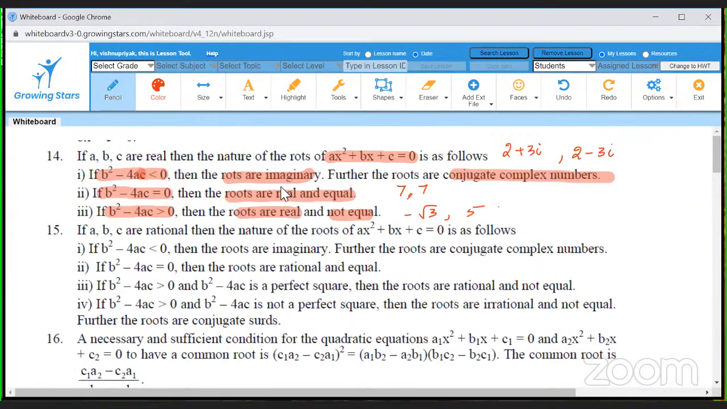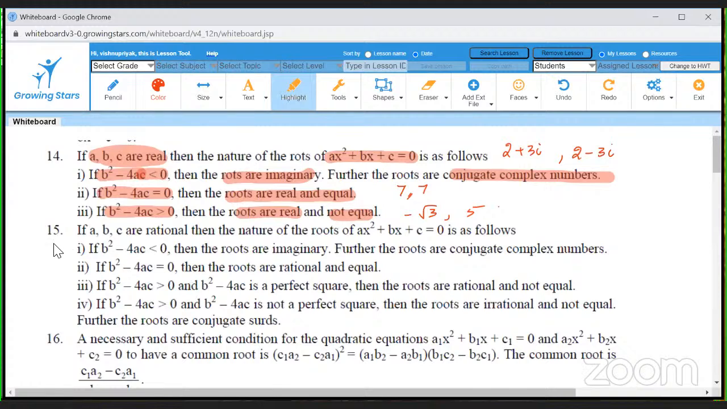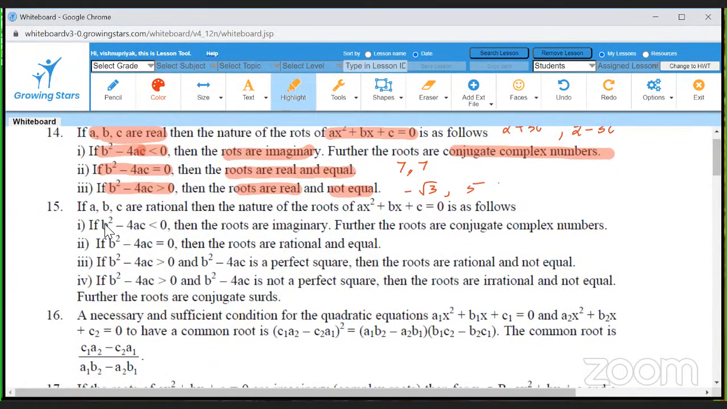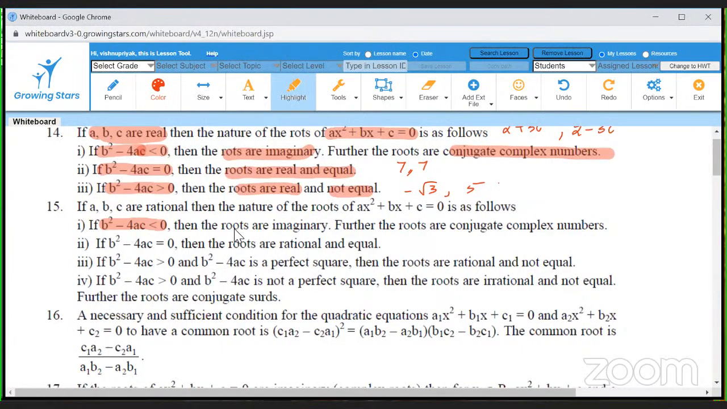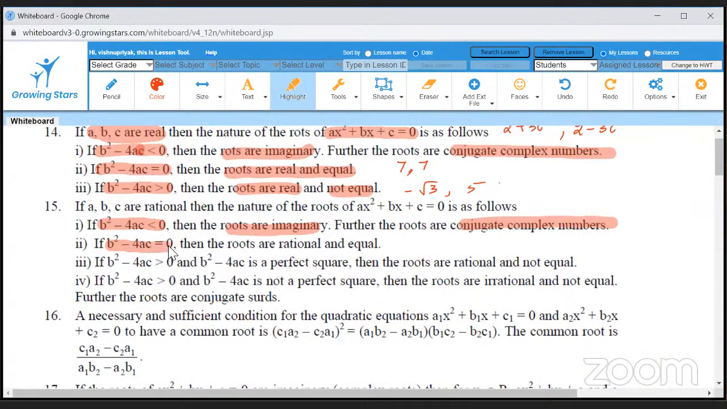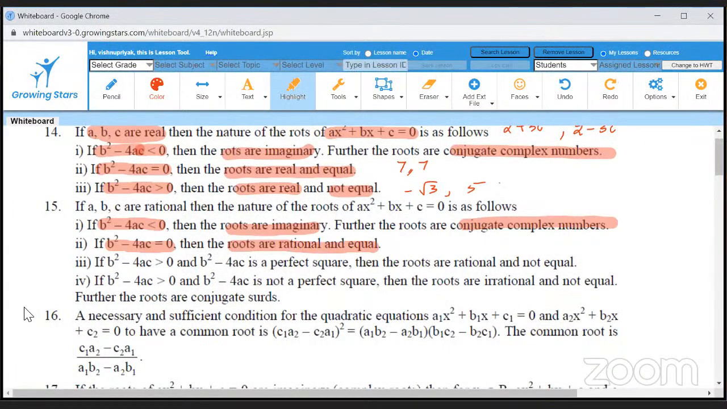So this is in broad when we are taking a, b, c as real numbers. For the 15th one, this is explained more clearly. If b square minus 4ac is lesser than 0, same thing, roots are imaginary, conjugate complex numbers. If b square minus 4ac is 0, roots are rational and equal.